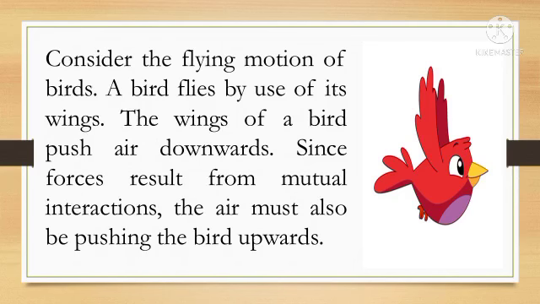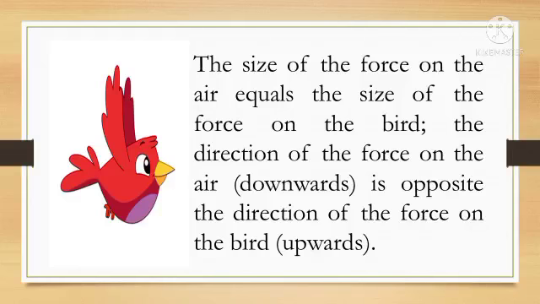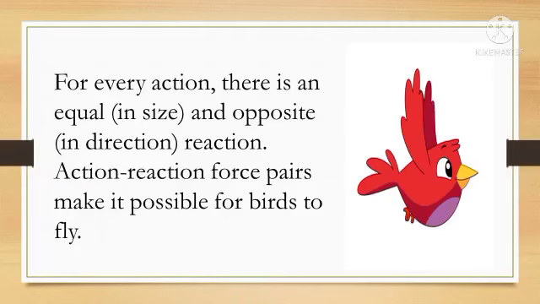Consider the flying motion of birds. A bird flies by use of its wings. The wings of a bird push air downwards. Since forces result from mutual interactions, the air must also be pushing the bird upwards. The size of the force on the air equals the size of the force on the bird. The direction of the force on the air is opposite the direction of the force on the bird. For every action, there is an equal and opposite reaction. Action-reaction force pairs make it possible for birds to fly.